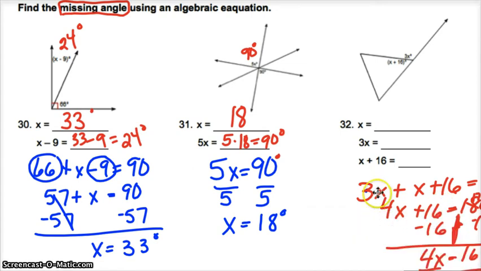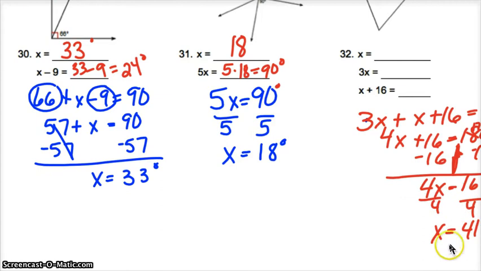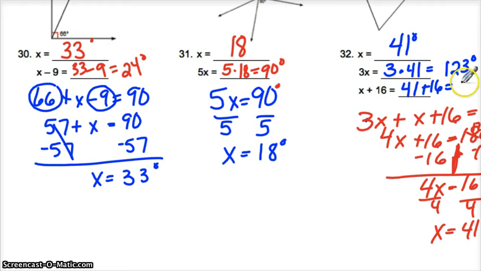So combine your like terms. 3x and x make 4x plus 16. Subtract 16 on both sides. We've got 4x equals 164. Divide by 4 on both sides, and x equals 41. Now that one was hard. I've got to tell you that that one was probably harder than I should have put on here. So 3x would be 3 times 41, which is 123 degrees. And x plus 16 would be 41 plus 16, which makes the other angle 57 degrees.